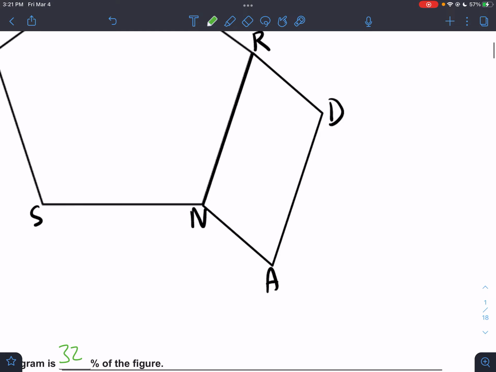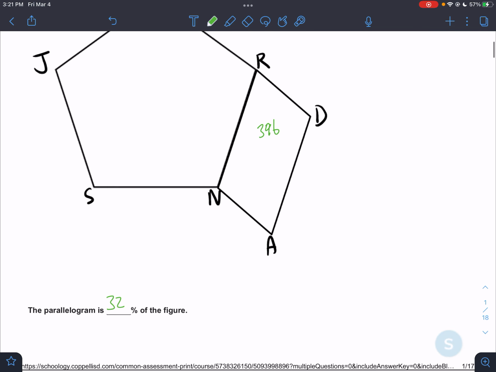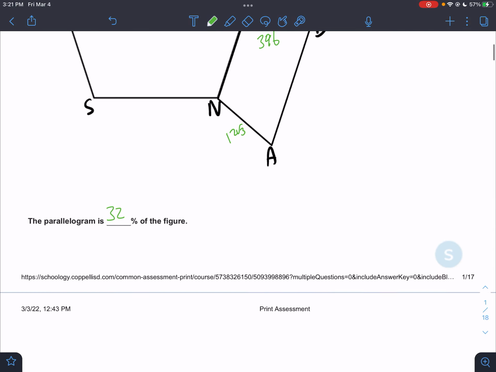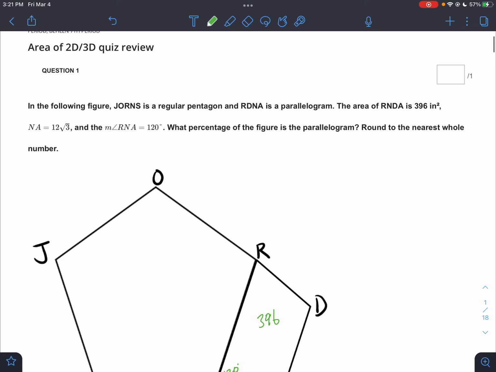The area over here is 396. NA is 12 root 3. Oh, I like that. And RNA is 120 degrees. What percentage of the figure is the parallelogram?